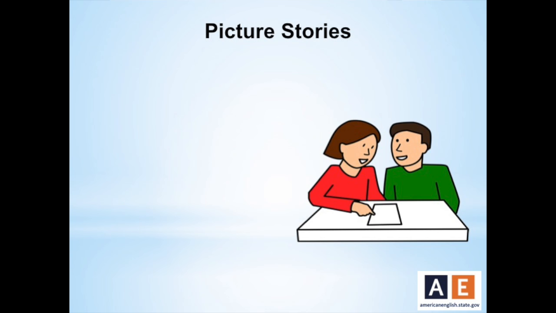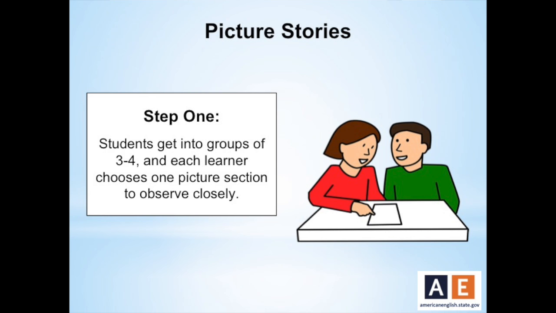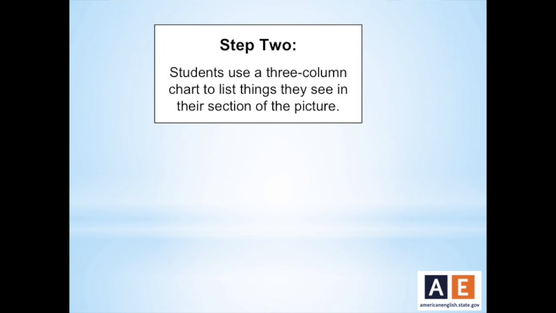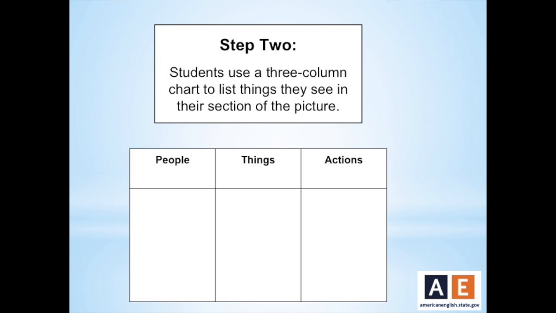In step 1, learners will get into groups of 3 to 4, depending on how many sections you divided the image into, and each learner will choose one section. They will observe sections carefully, using a chart to help them organize their observations. The chart should contain 3 things to observe. As you can see, I have listed people, things, and actions, but you might also choose topics such as colors, shapes, and textures.